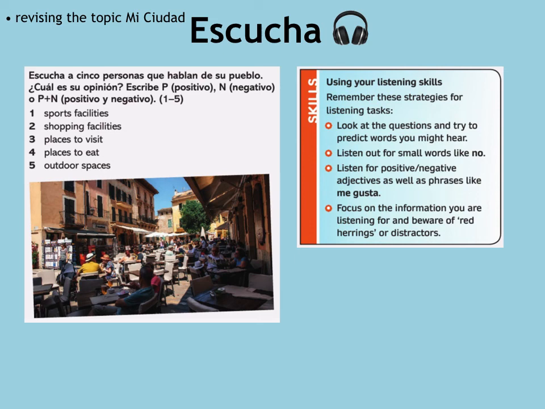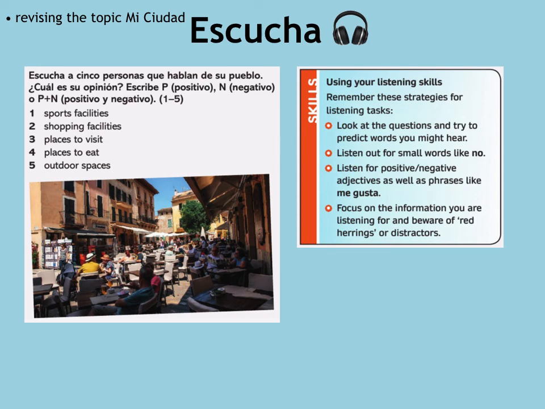Places to visit, think about all the touristy things like museos, monumentos, catedral. What about places to eat? So cafeterías, restaurantes. And outdoor spaces, well, they're probably talking about parques, playas, that kind of thing, espacios verdes, green spaces. So also listen out for small words like no. If you hear no, then automatically it's a negative. You know, no me gusta, no hay.